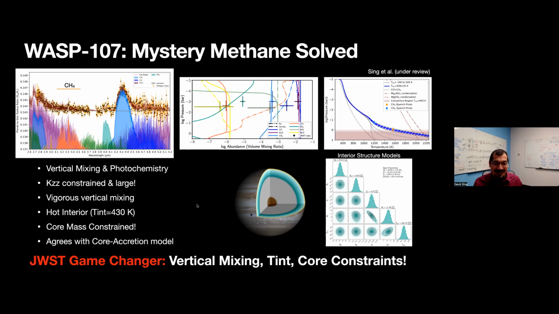So JWST is a game changer. These planets probably have very strong vertical mixing, which really changes the chemistry of potentially everything we're seeing. On planets like WASP-107, we're sensitive to the deeper interior temperatures, which is great, and we're going to be able to get constraints on the core mass of many of these planets, which is really exciting when you think about planet formation.